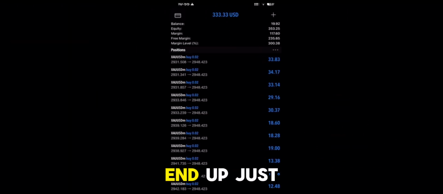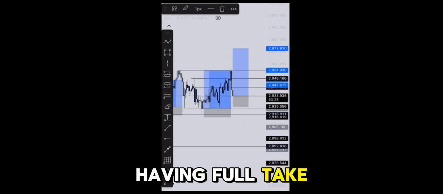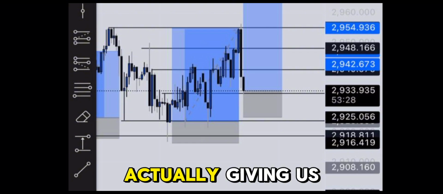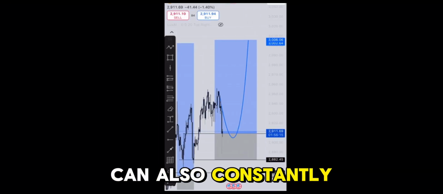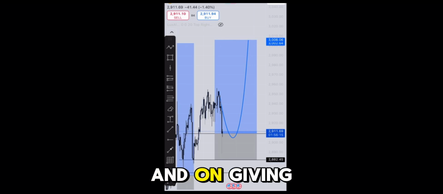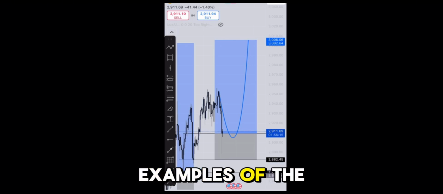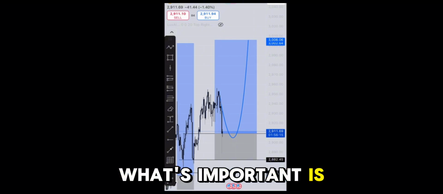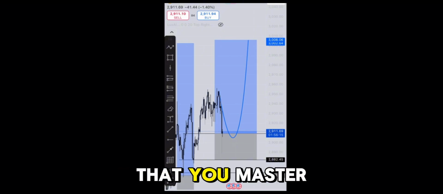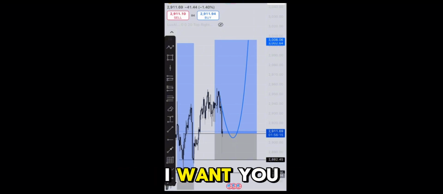How we actually end up having full take profits on this setup. So this setup actually gave us the full take profit. So in the Telegram group, you can also consistently do this. I could go on and on giving you guys examples of the times that we actually had good entries in the market. What's important is learning the skill and making sure that you master the skill.